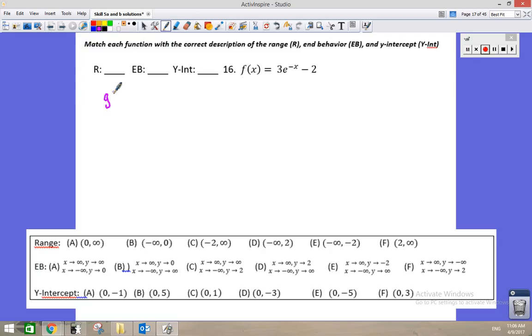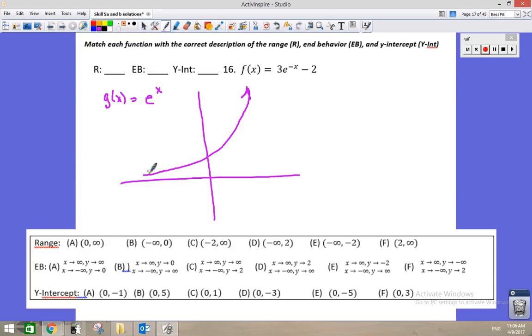So if we're thinking about what the graph of e to the x looks like, the base is bigger than 1, and it looks a very rough sketch like this. It has a y-intercept of (0, 1). What that negative sign in front of the x is going to do is reflect this graph across the y-axis.